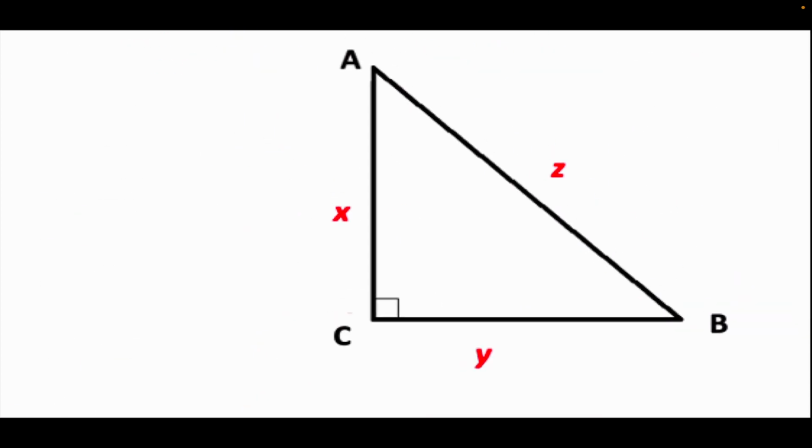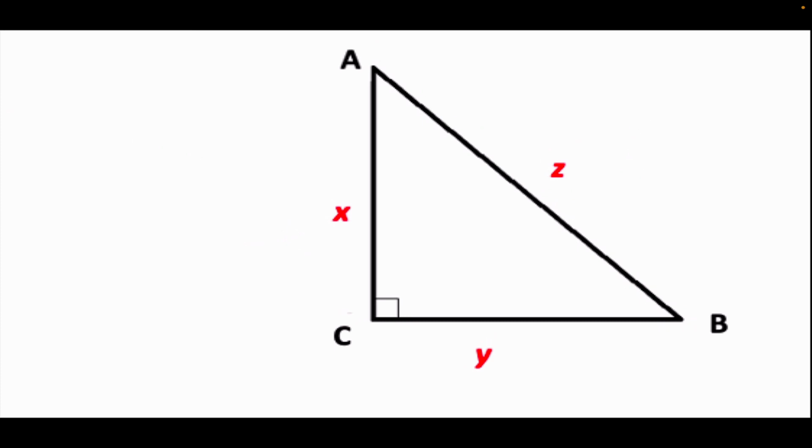Okay, so we're talking about right triangles today. All we're talking about is right triangles. Okay? So right triangles have 3 sides, 3 angles. One of them is 90 degrees. The other 2, I have no clue what they are. I can figure it out, but I don't know what they are.